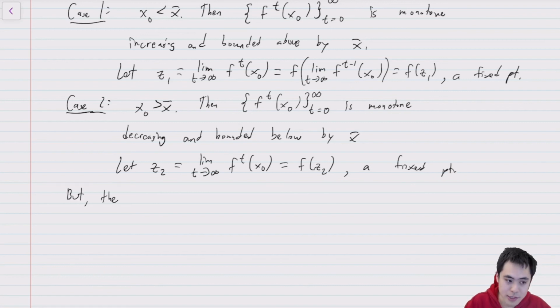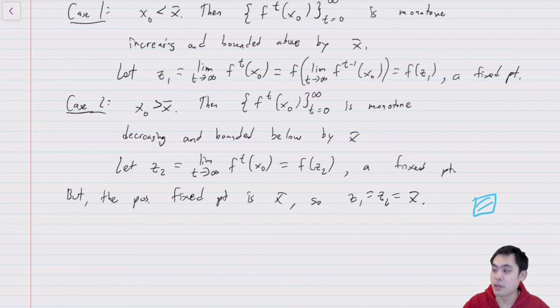But the only positive fixed point of f is x bar, so z1 is equal to z2 is equal to x bar. And therefore, whether you start below or above, you always limit to this one single fixed point. And so you get global asymptotic stability.